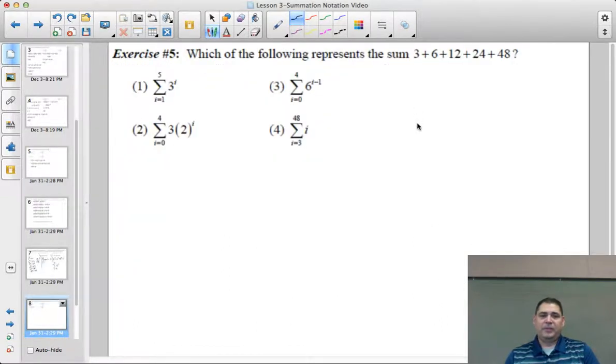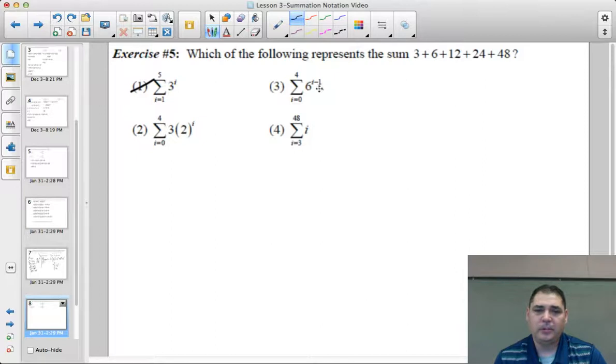All right, number 5. Which of the following represents the sum 3, 6, 12, 24, and 48? Now let's go through the choices. Since it's multiple choice, let's see if we can eliminate a couple of choices. If we put 1 in, because this is telling us to start with 1, do we get 3? Yes, 3 to the 1st is 3. Now if you put 2 in, do you get 6? 3 to the 2nd is not 6, it's 9. So that's gone.